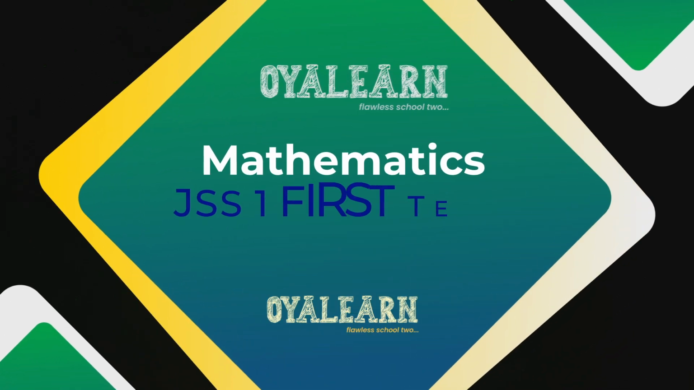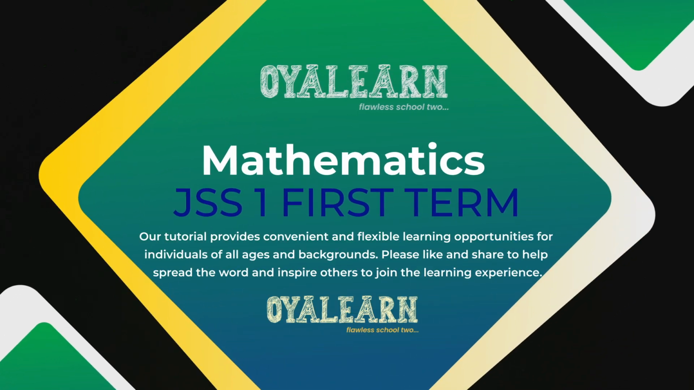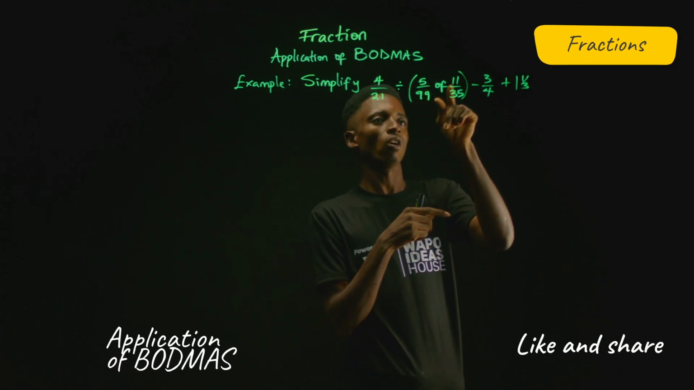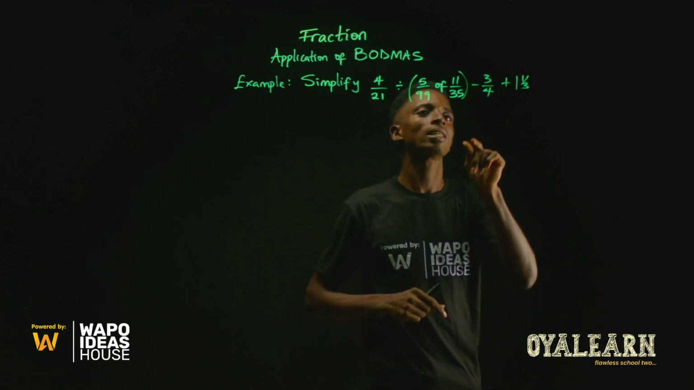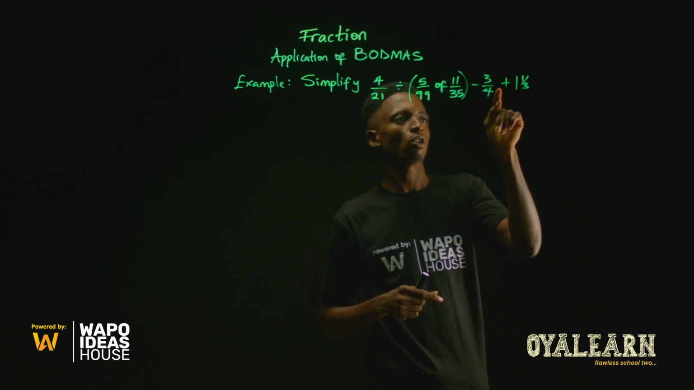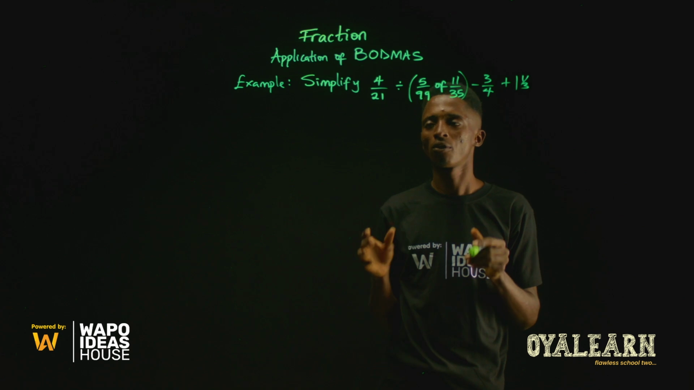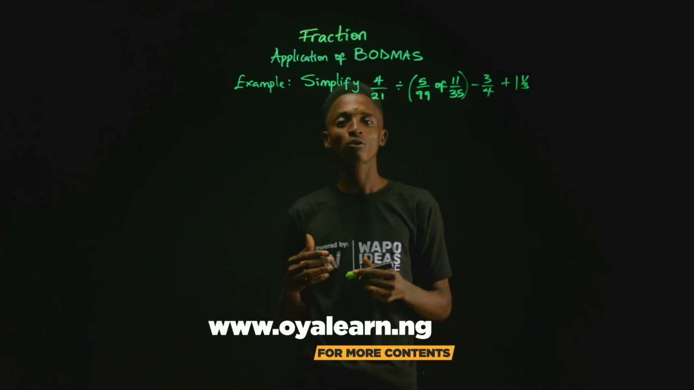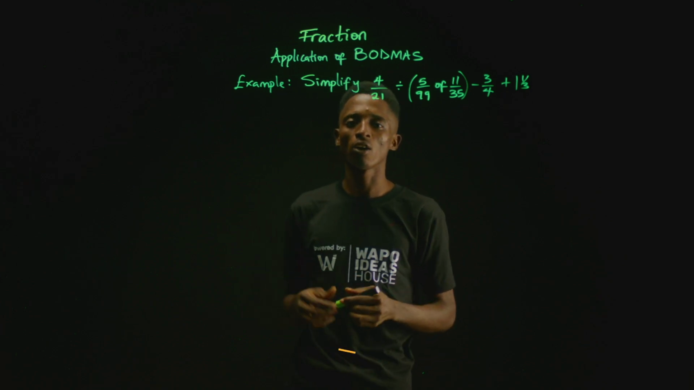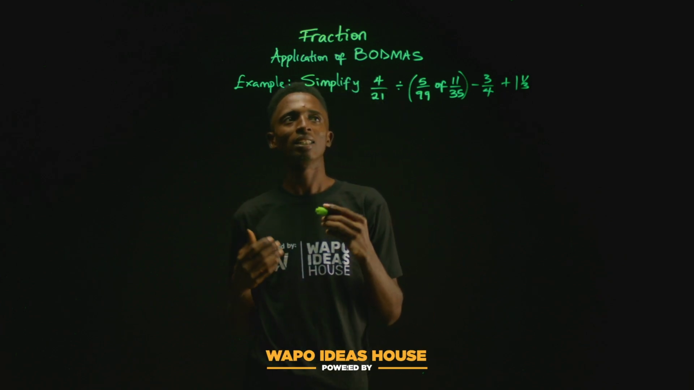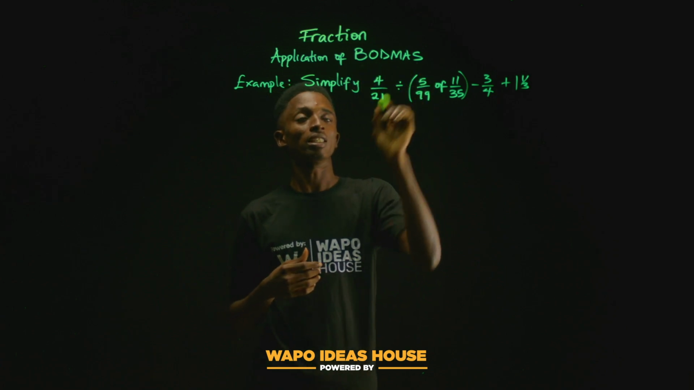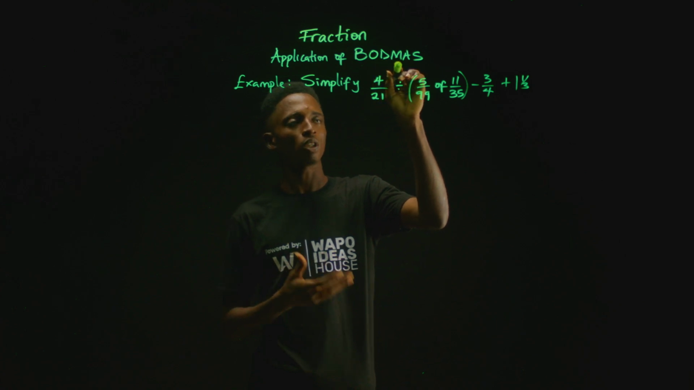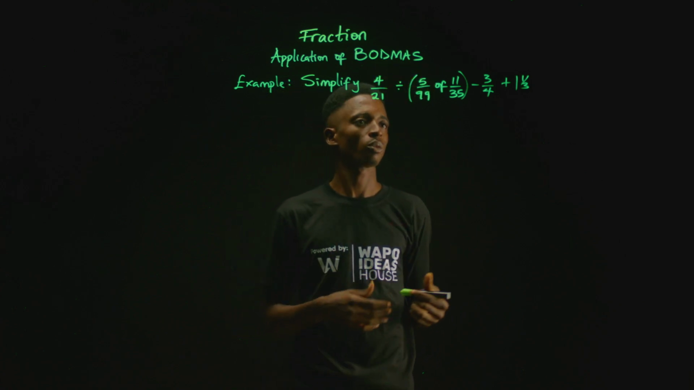Let's solve this problem. So we're asked to simplify 4 over 21 divided by 5 over 99 of 11 over 35 in bracket, then minus 3 over 4 plus 1 whole number 1 over 3. We see that we have different signs here, so we have to follow the proper order of operation in mathematics. And the order of operation is BODMAS, so bracket, order, division, multiplication, addition, and then subtraction.